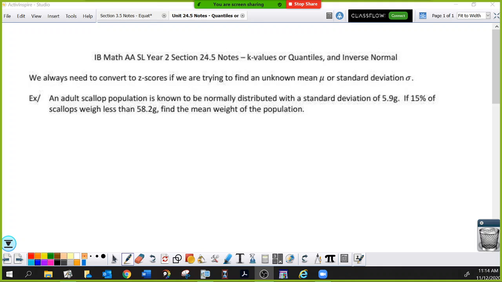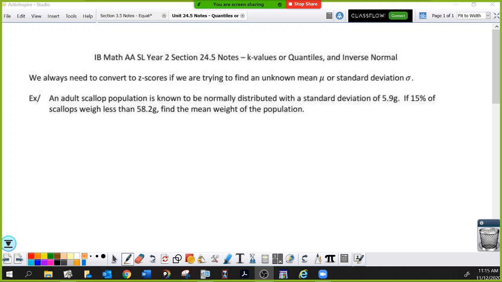An adult scallop population is known to be normally distributed with a standard deviation of 5.9. Notice, I didn't give you the mean. I've just told you the standard deviation. 15% of the scallops, also known as the area, probability 0.15, weigh less than 58.2 grams. Find the mean weight of the population. So anytime you have an unknown mean or an unknown standard deviation, standard normal is going to be what you have to use.